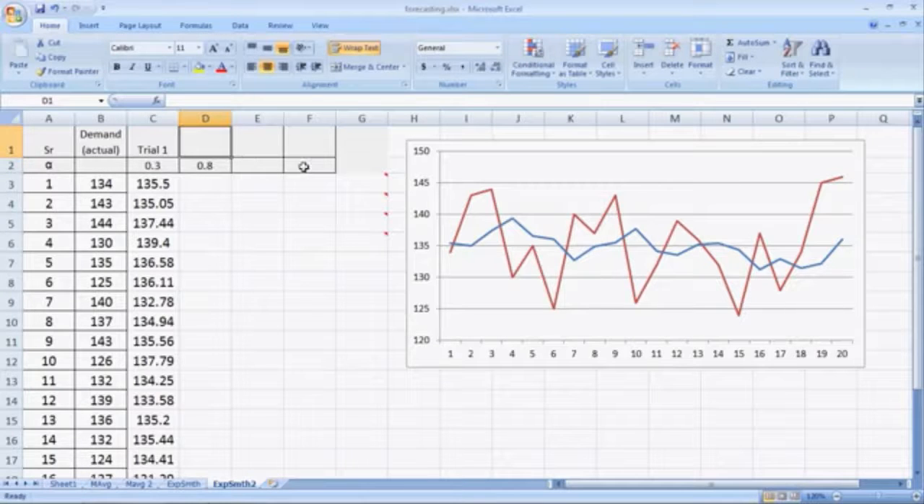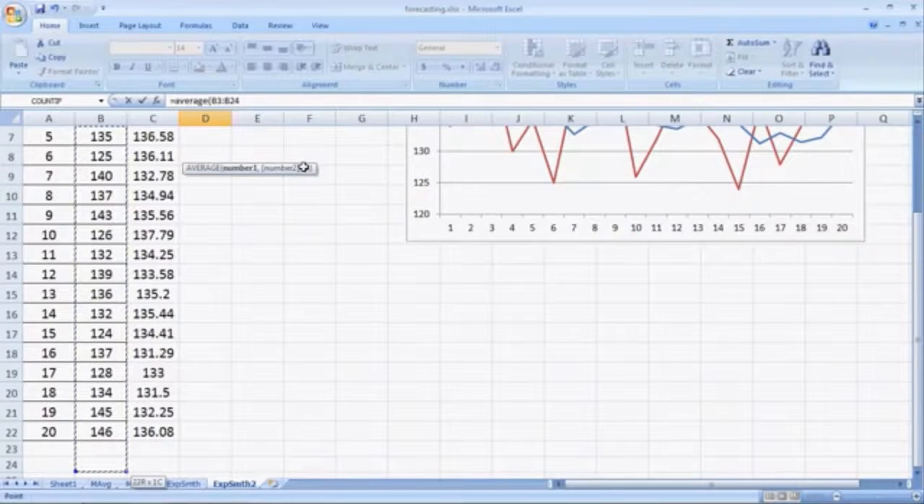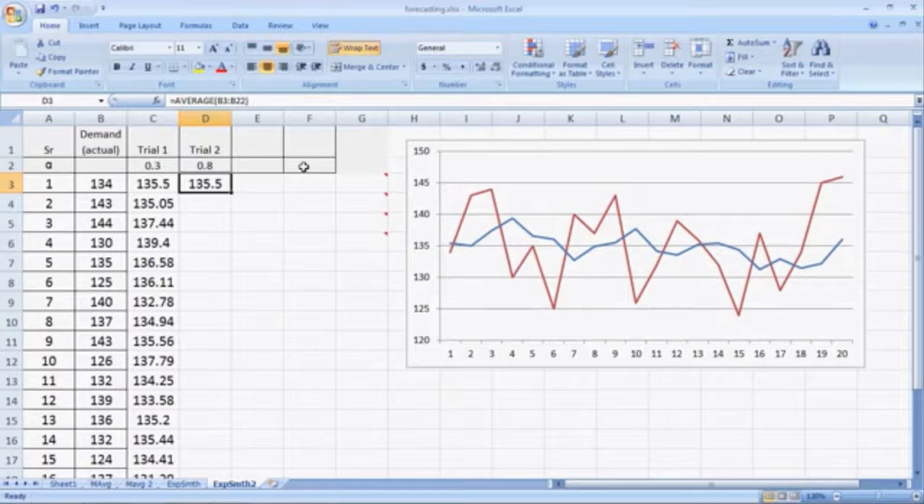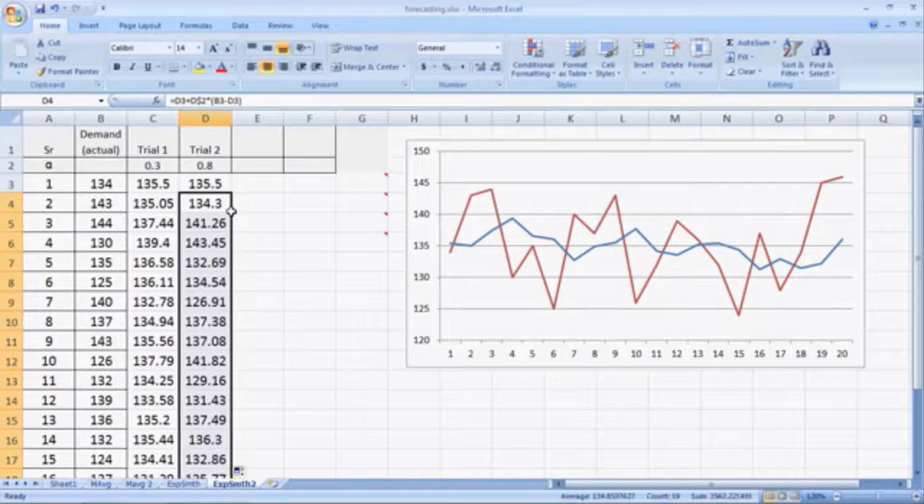This is trial 2 to understand how this works. In this case, we start with the average of the entire period as our starting point, and then say equal to previous forecast plus alpha multiplied by bracket open actual minus forecast, which is the error, and enter. We fix up the smoothing factor and then double click so that we get the values.